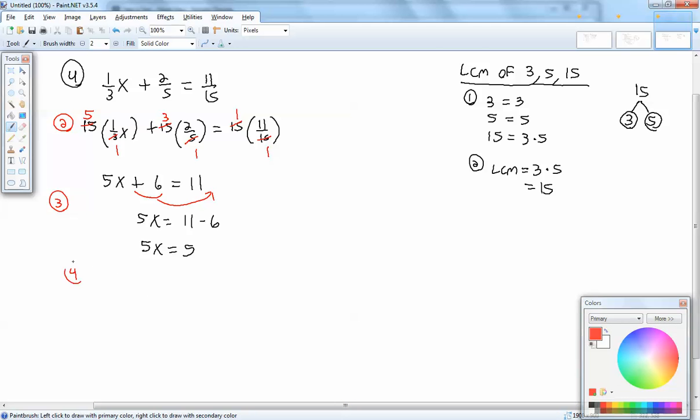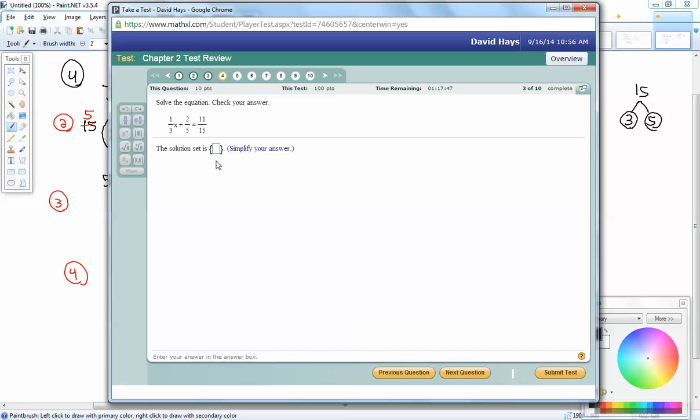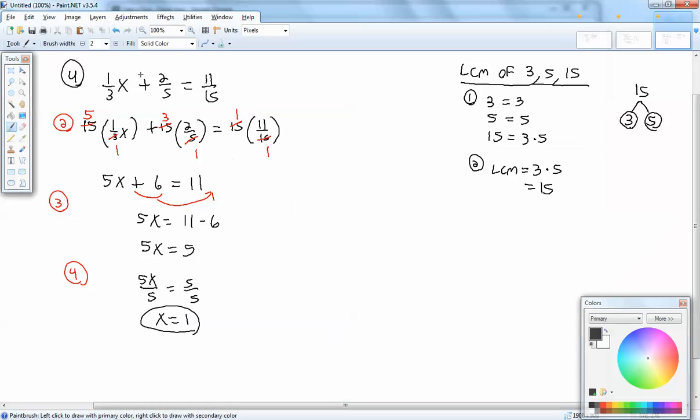And then step 4. Divide both sides by the number in front of your x. The number in front of x is a 5, so we're going to divide both sides by 5. And 5 divided by 5 is 1, which would be our answer. Okay. Next problem. Let me start a new page.